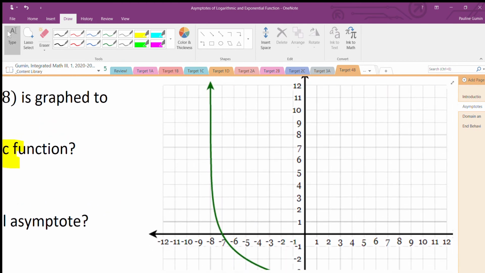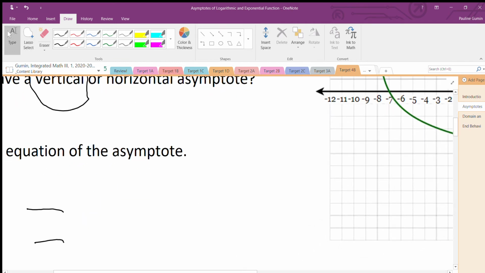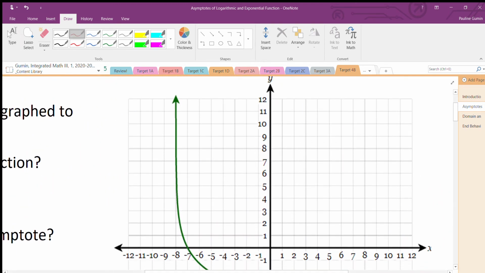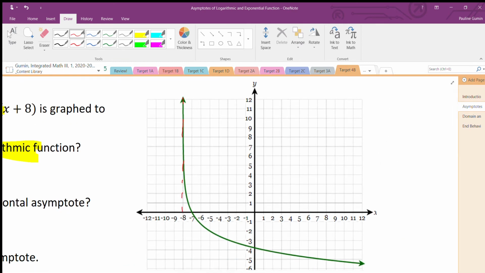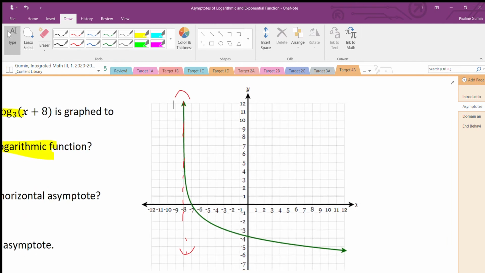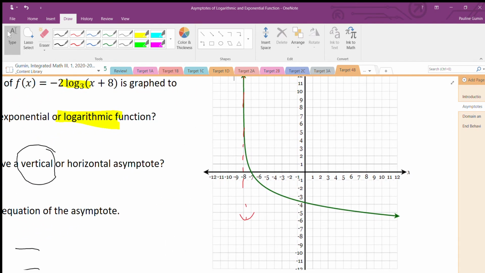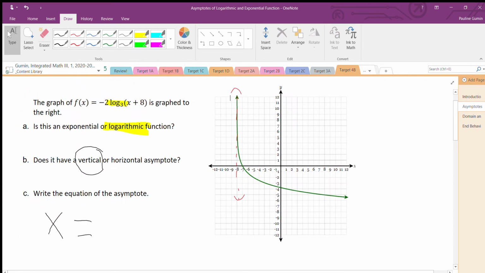Now, to the human eye, it looks like it's on this line, like it's actually touching it. Oops, I meant to draw. Let's try that again. It looks like it's touching it, but it's not. It's getting infinitely closer. We just can't tell because our eyes are just not made for that. So this vertical line is x equals -8.